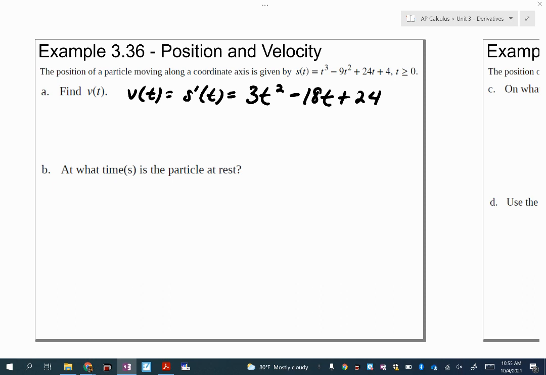So it says at what time is the particle at rest? All right, so in this case, if we want to know where the particle is at rest, that means the particle has a velocity of 0, right?